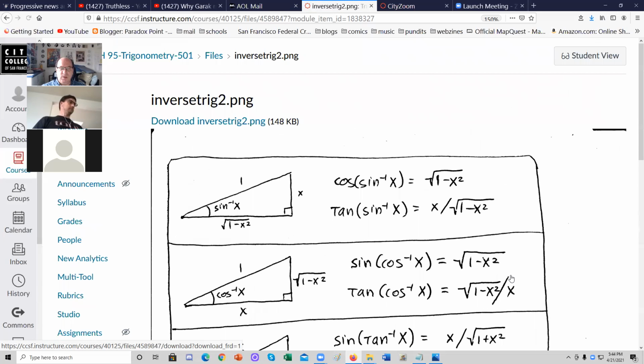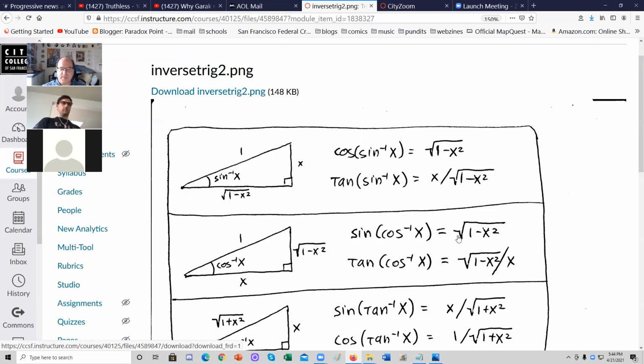There are some basic rules about sine of arc sines and so on. Cosine of an arc sine: if we have a distance x here and a distance 1 along the hypotenuse, then by Pythagoras, this distance is root 1 minus x squared, and this angle is arc sine of x. So cosine of arc sine is this over this, root 1 minus x squared. Tangent of arc sine is x over root 1 minus x squared.